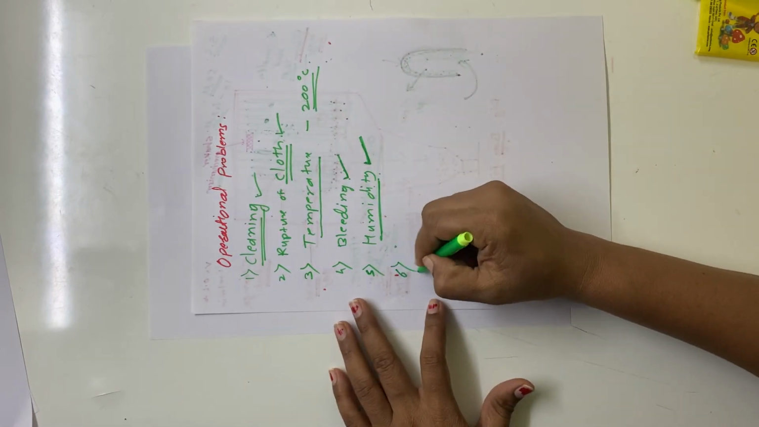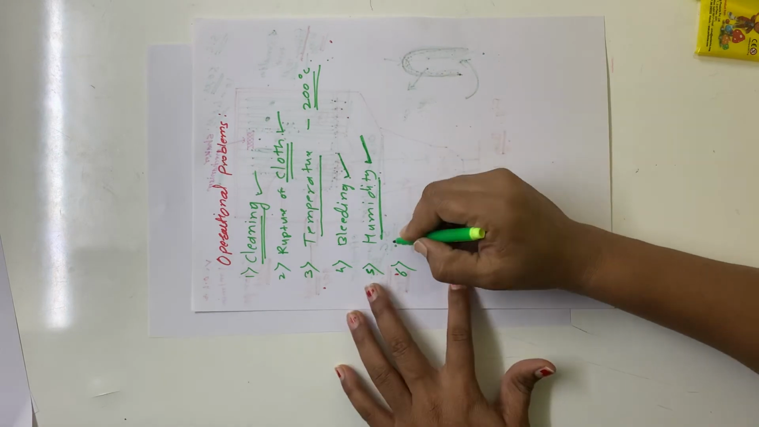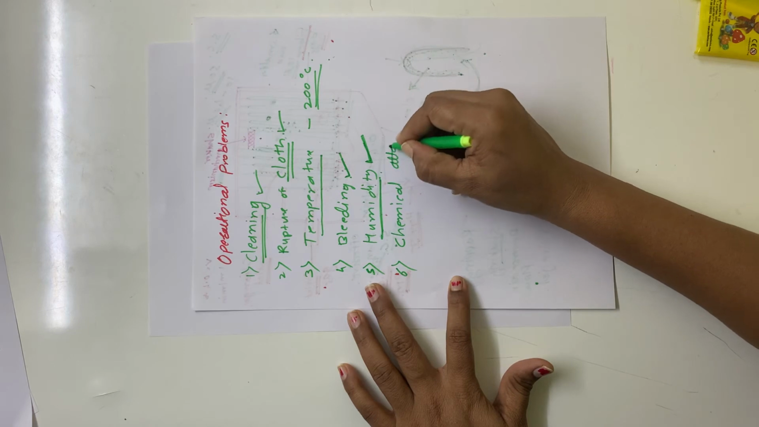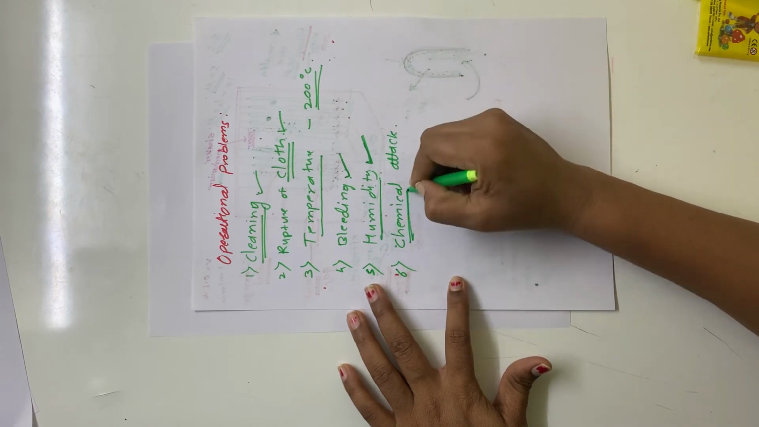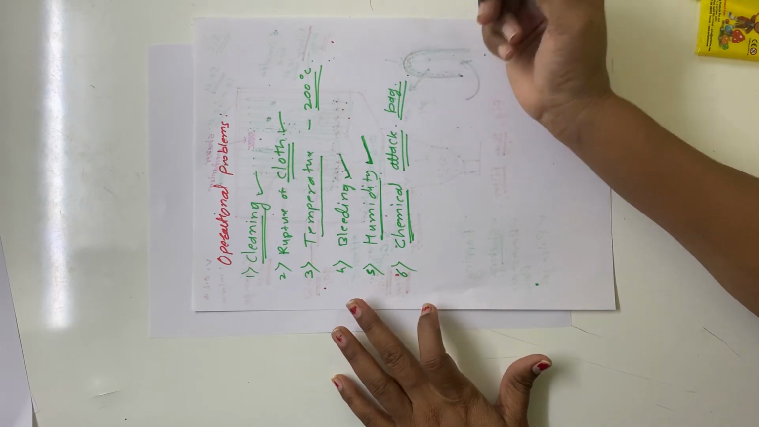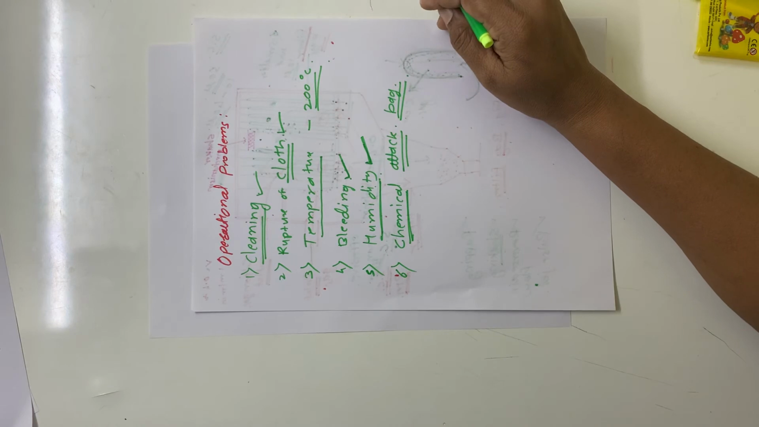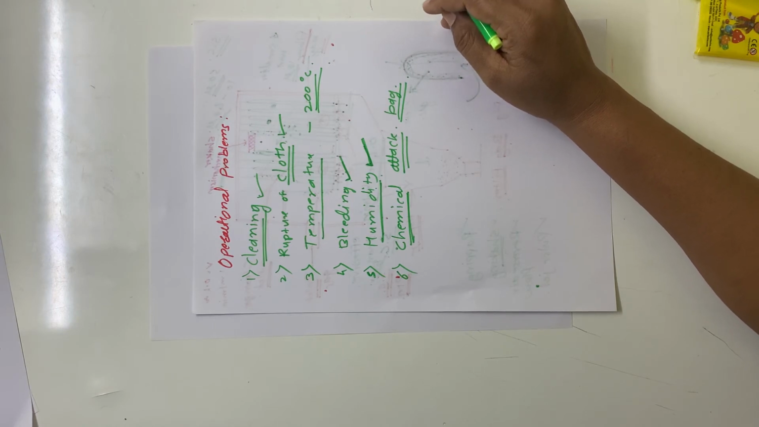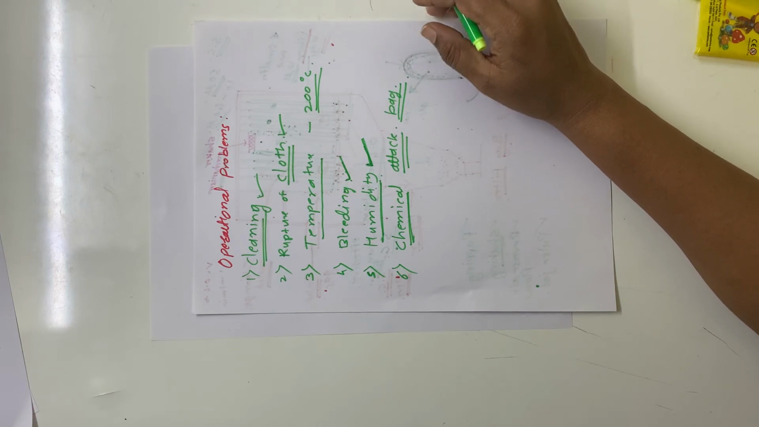Then the sixth operational problem is the chemical attack. There may be different chemicals in the gas, and they may affect the bags, as this is a fabric material, and it may start the bleeding or the rupturing of the bags. So these are the major operational problems observed in the bag filter. That's why this can be identified as a disadvantage of this particular equipment.